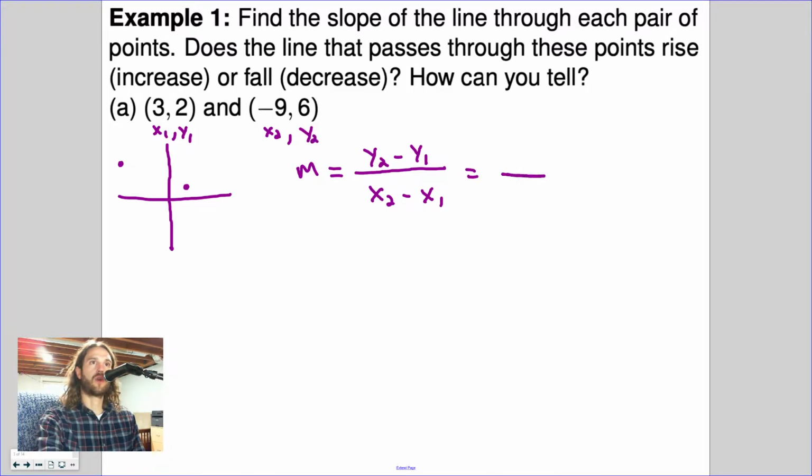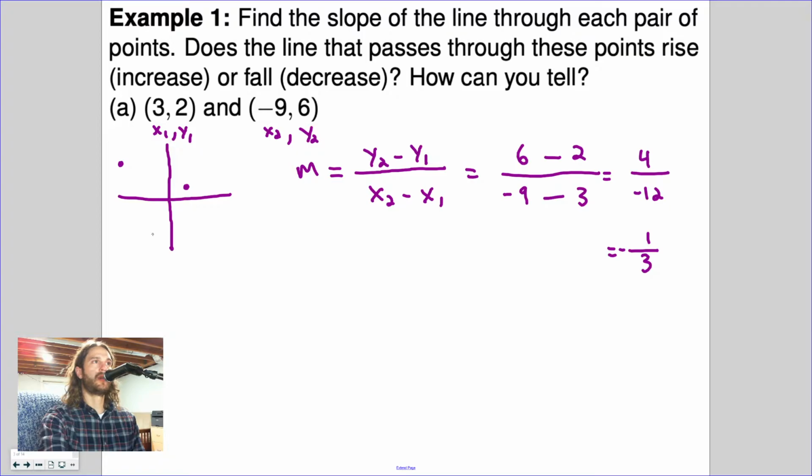So now we can go over to our equation and plug things in. I always start by putting the minus signs, and then it's just a matter of copying and pasting into the little blanks that are left over. So it's going to be 6 minus 2 divided by negative 9 minus 3. Now all we have left to do is simplify. 6 minus 2 is 4. Negative 9 minus 3 is negative 12. And 4 over negative 12 simplifies to negative 1/3. So we've found our slope, and that agrees with the little graph we did earlier. This was a negative slope. As we go from left to right, this is decreasing.